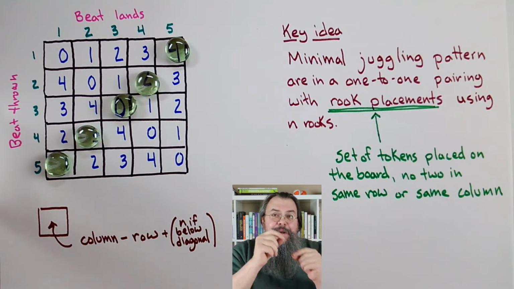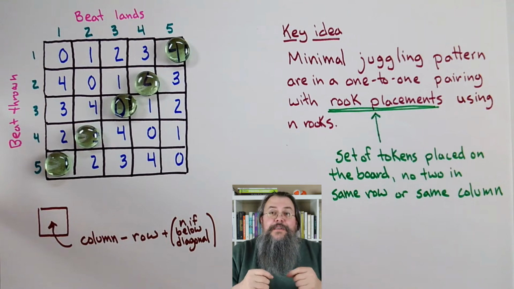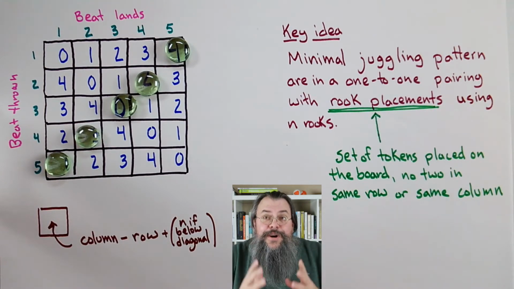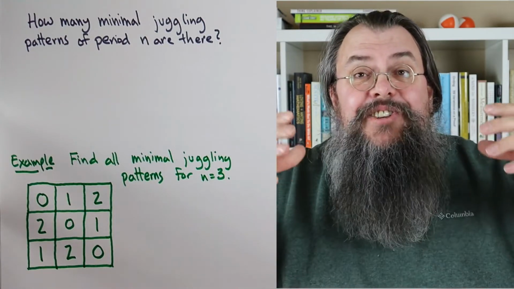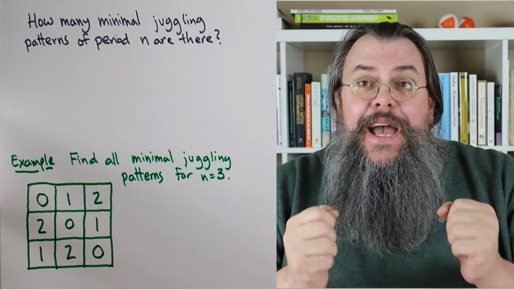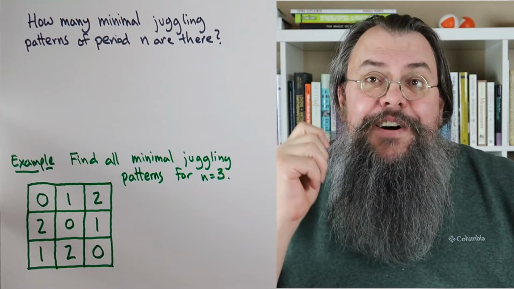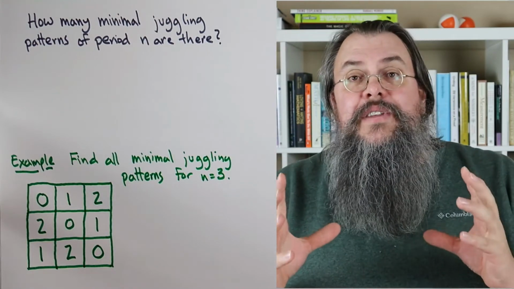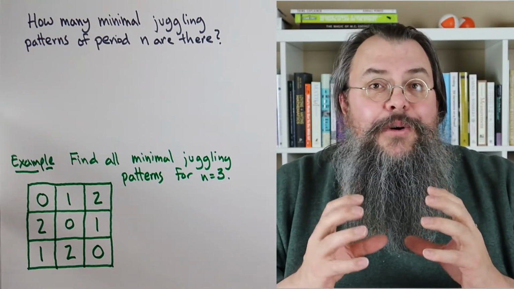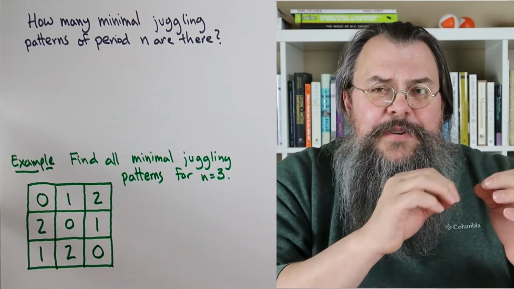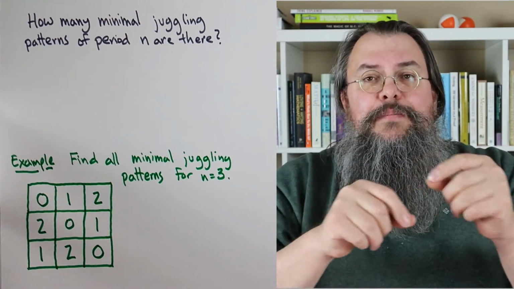It all becomes about putting these rooks down. Okay, how can I do it? What are the different ways? And so we start to ask ourselves questions. And the first question we ask is, how many patterns are there? These minimal juggling patterns. So how many minimal juggling patterns of period n? So the nice thing is we've transformed the problem, right? Because now, instead of trying to figure out all these different juggling patterns, we can say, look, it's like putting rooks down on this big board.